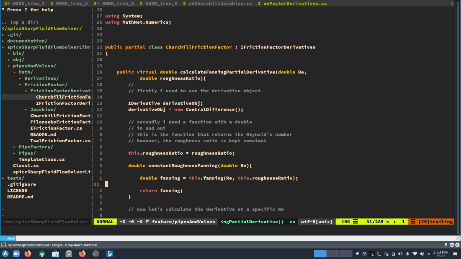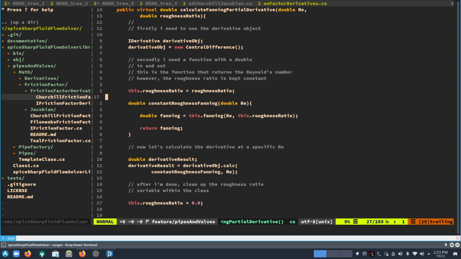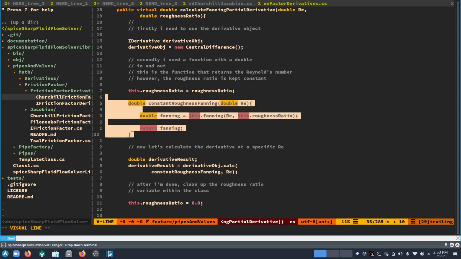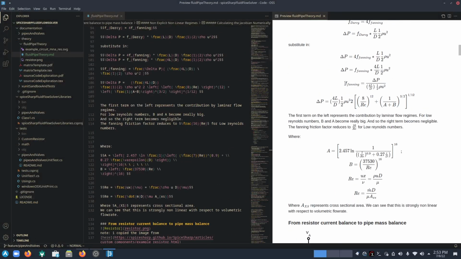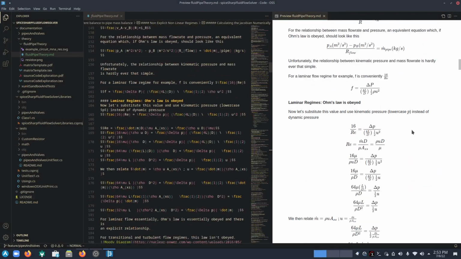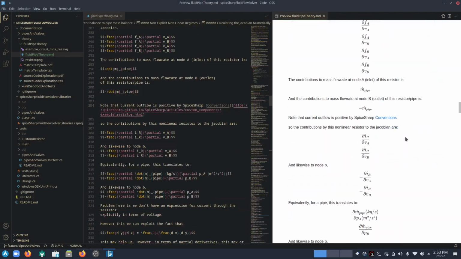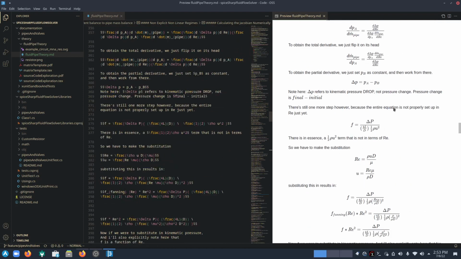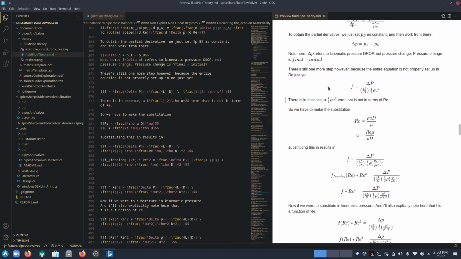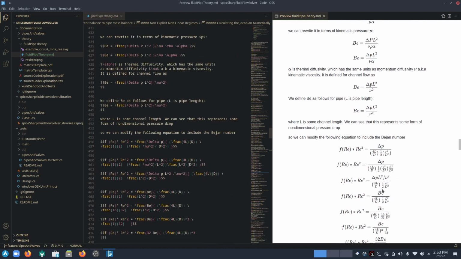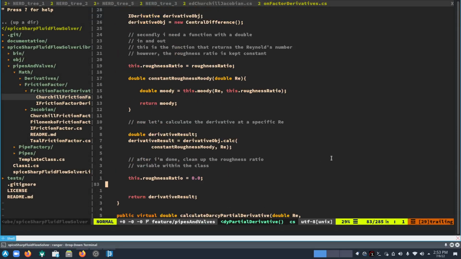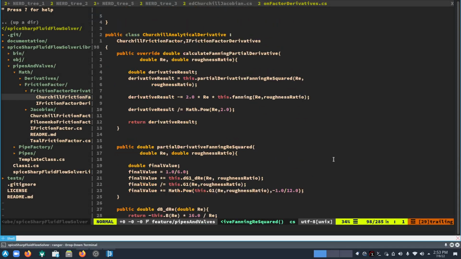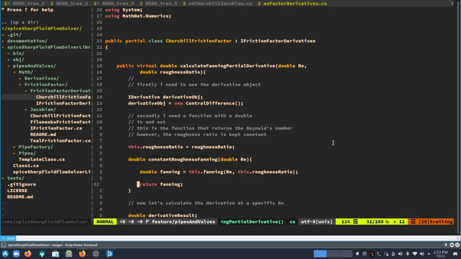So this is the constant roughness Fanning, which actually calculates the Fanning partial derivative. So it's dfFanning dRe. This just calculates the dF dRe, not the current balance F. Then of course I use the product rule to get the total derivative right here. That's one way of doing things. So this is what we get.